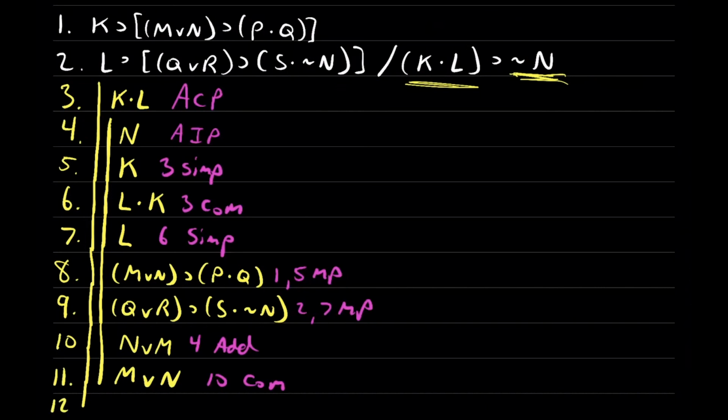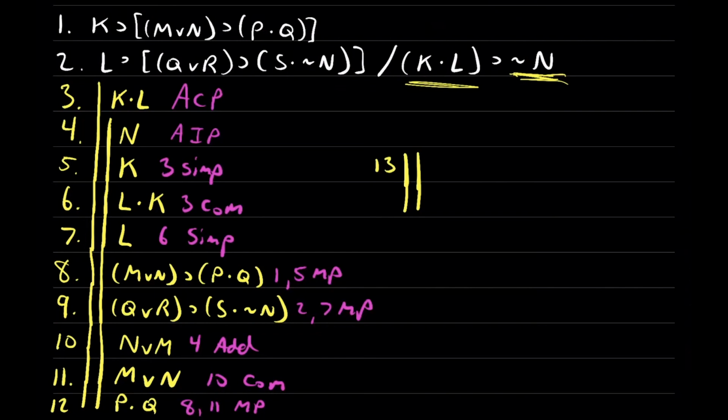Line 12, we're going to do that modus ponens step. That'll give us P and Q. That's going to be modus ponens from line, let's see, line 8 and 11. Okay, line 13. Still inside our 2 vertical lines, don't forget about those.